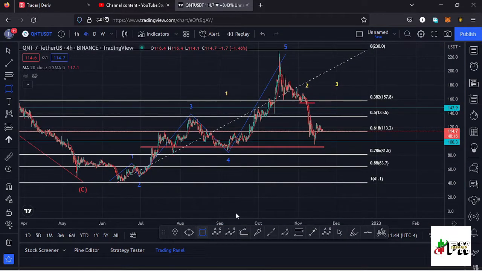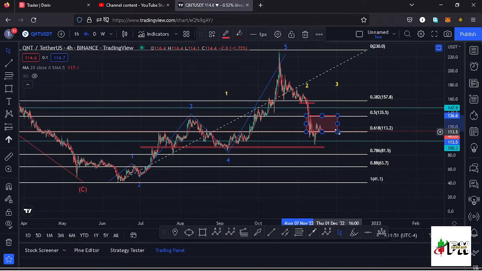And I can mark that target area here on the charts like this, which perfectly lies between the $135.5 mark and the $113.2 mark. But Quant managed to break out of the target area to the lower side, making our low at around the $94.5 mark.